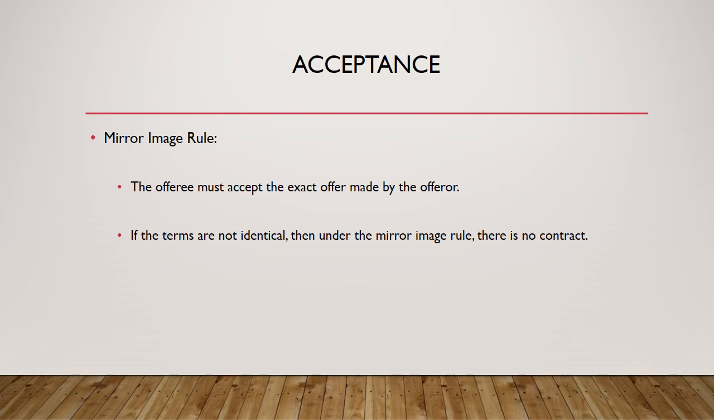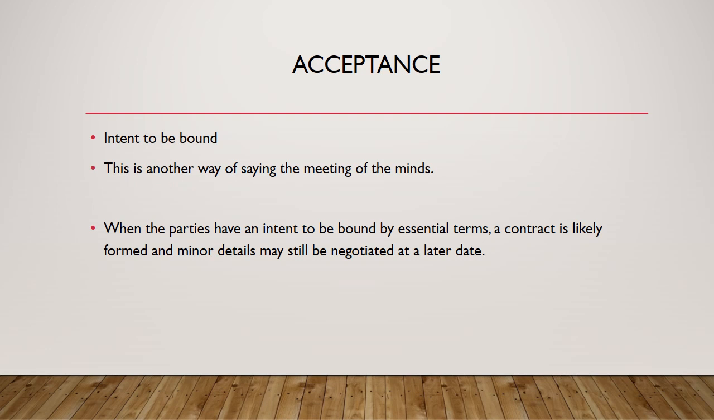If the terms are not identical, then the mirror image rule provides that there is no contract. Instead, the additional response would be considered a proposal or a counteroffer. So you would not have a valid contract. Now, in the concept of sales, as we talk about this week as well, it is drastically different how it's treated, because there is, in fact, under the UCC, no mirror image rule. But we will cover that in more depth in the sales chapter.